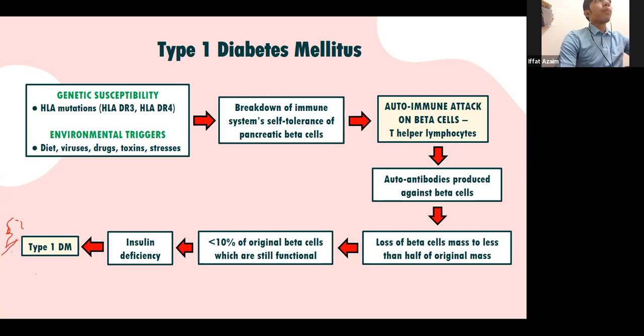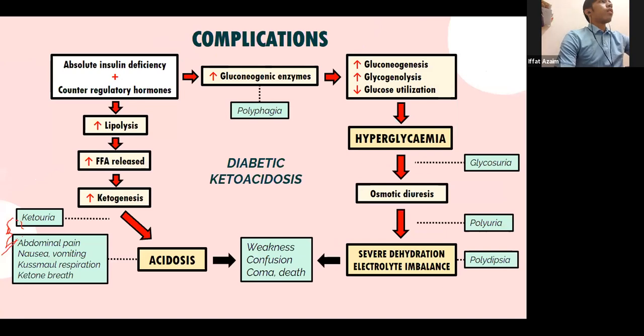However, the pancreas will still try to compensate for the insulin deficiency. However, if the destruction of the beta cells progresses, even reduced below 10%, the clinical manifestation can occur. So that is regarding type 1. This is basically the simple figure that we can use to know the pathophysiology or regarding complications.